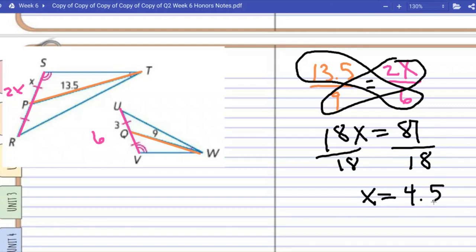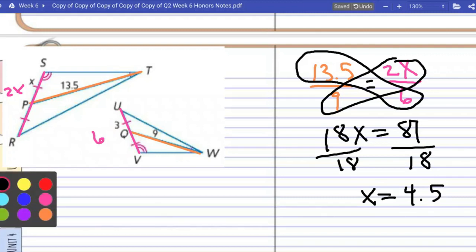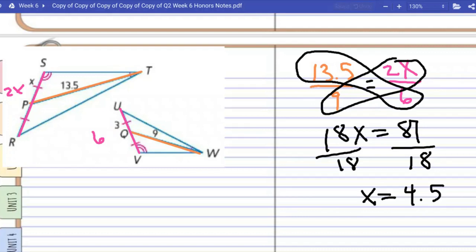If I asked you for the scale factor, all the scale factor is, is one of these ratios. Pick one. I'll pick the orange one, 13.5 over 9, because that was already given to me. When I put that in a calculator, 13.5 divided by 9, you get 1.5.